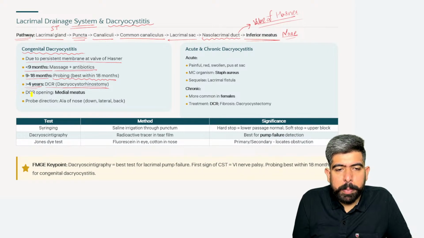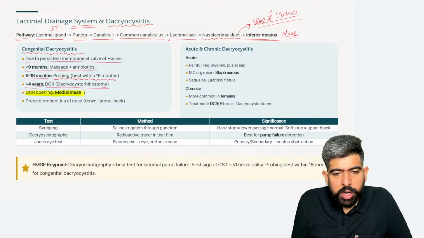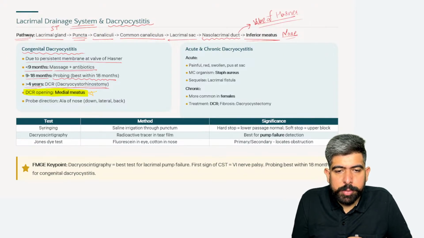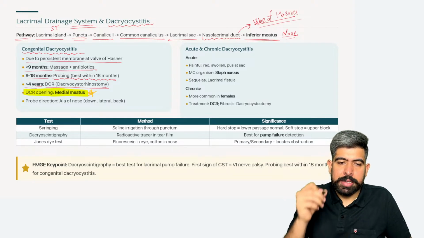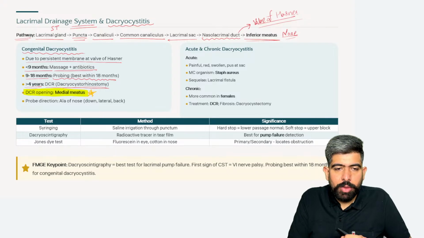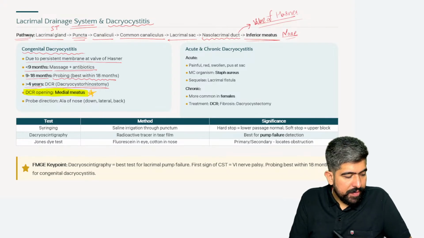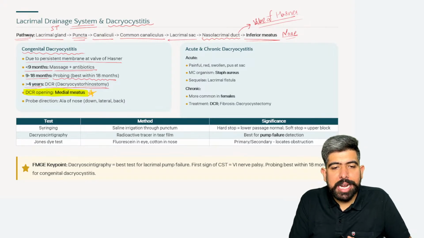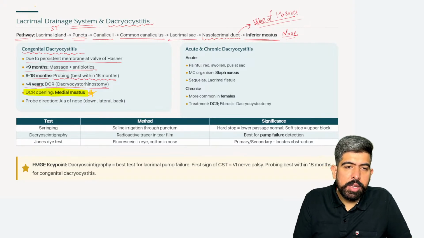And please remember, DCR is your opening, because there the wall of Eisner has a membrane in the inferior meatus. Now we make a bypass, and this bypass will open at the middle meatus. After the DCR, your nasolacrimal duct will open at the middle meatus.